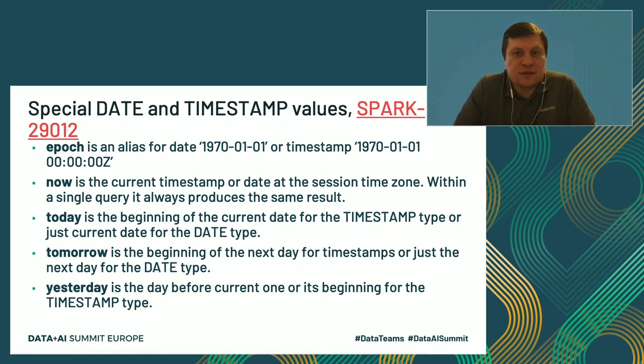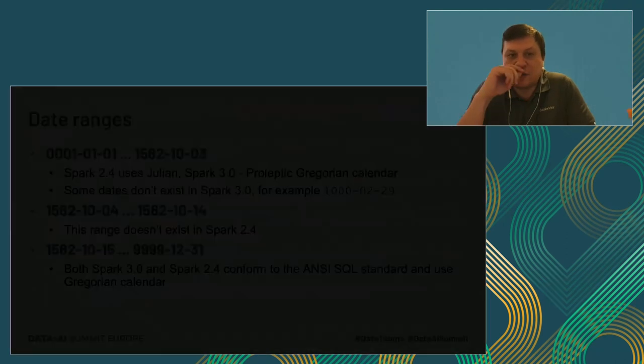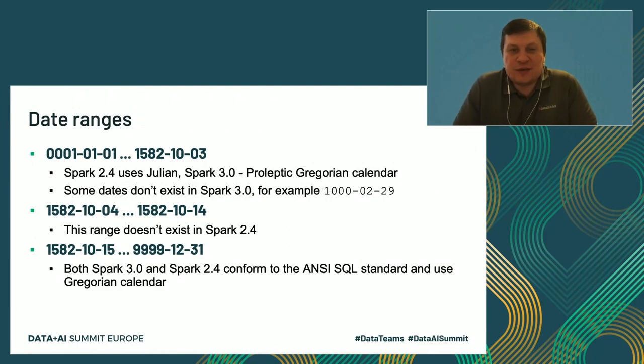Another one is now. Now is equivalent to current date actually, so basically it's the beginning of the query. The same is for today, and tomorrow and yesterday. This is obvious: tomorrow is the day after the current day, and yesterday the day before. These special values were added starting from version 3. Unfortunately, they are not available in version 2.4. But if you like them, you need to switch to the new Spark version.